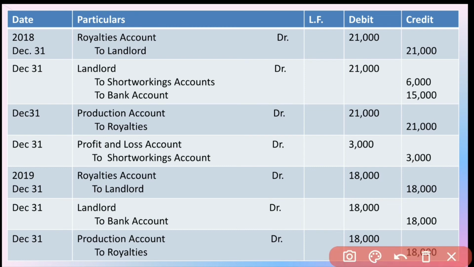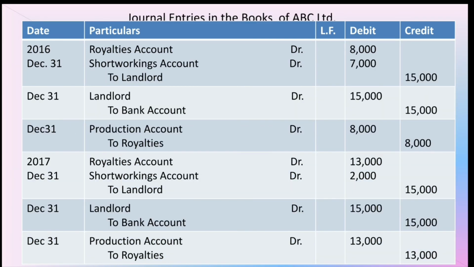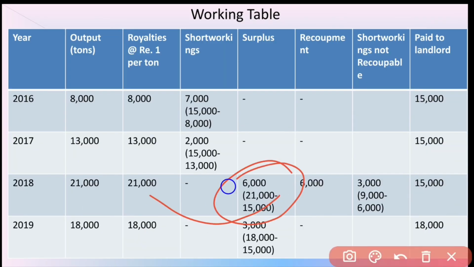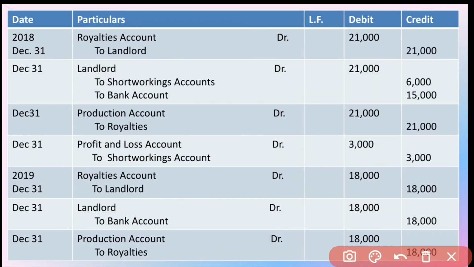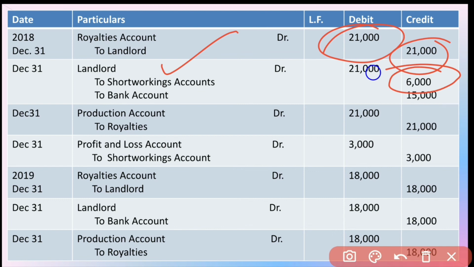Okay, now here is the difference in the third year. In the third year, there was a surplus of 6,000 and ABC Limited was allowed to recoup the excess amount, right? So the journal entry will differ. See over here, royalties account, that is 21,000 was your royalty. So we debited landlord account while making the payment, and the short workings account has been credited with 6,000, because ABC Limited was allowed to recoup whatever was the excess in the first 3 years.